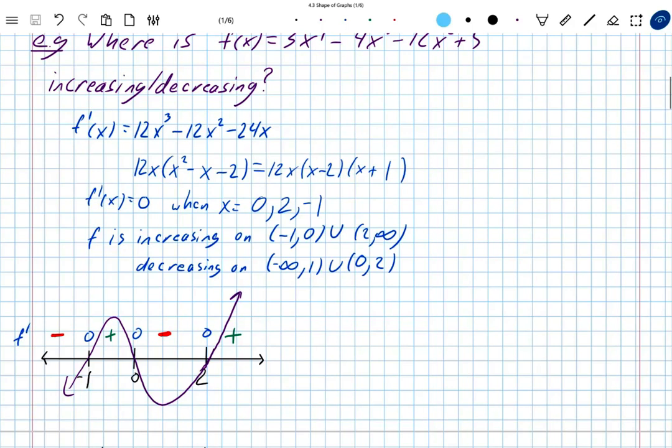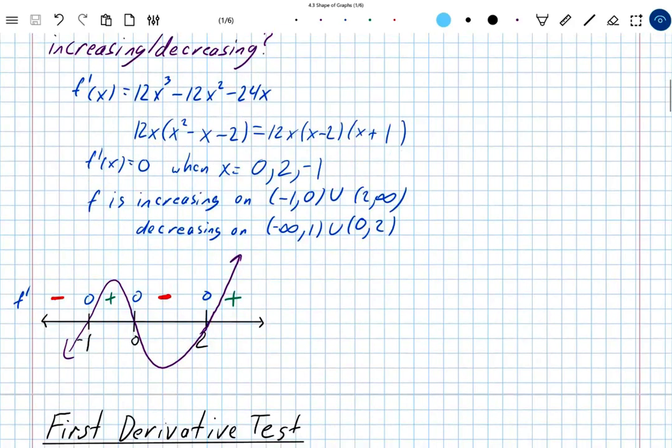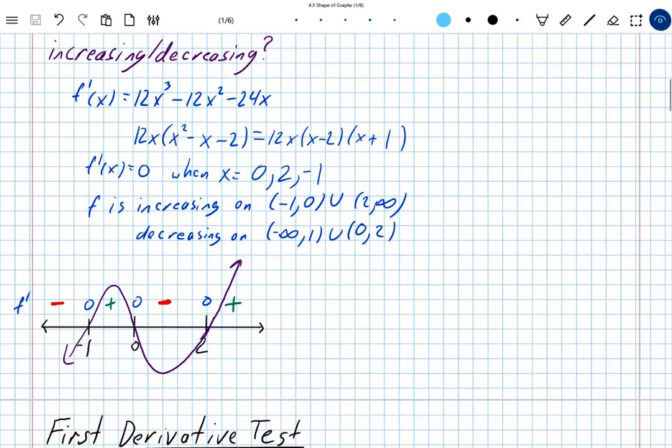Great. So that is a quick example of increasing and decreasing using derivatives. We'll catch up on another use in just a second.